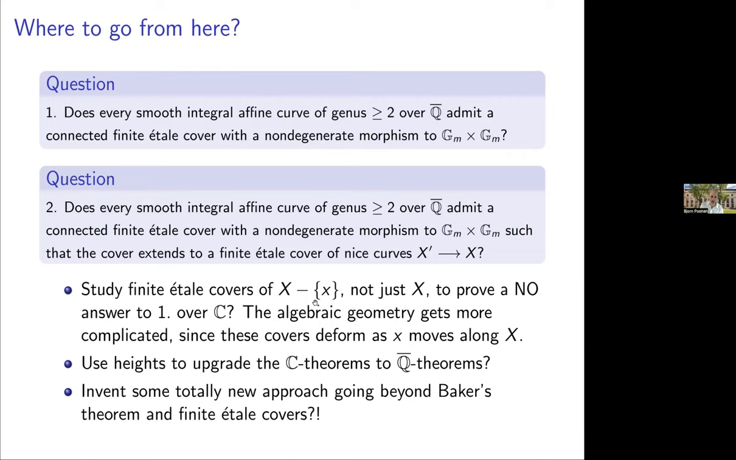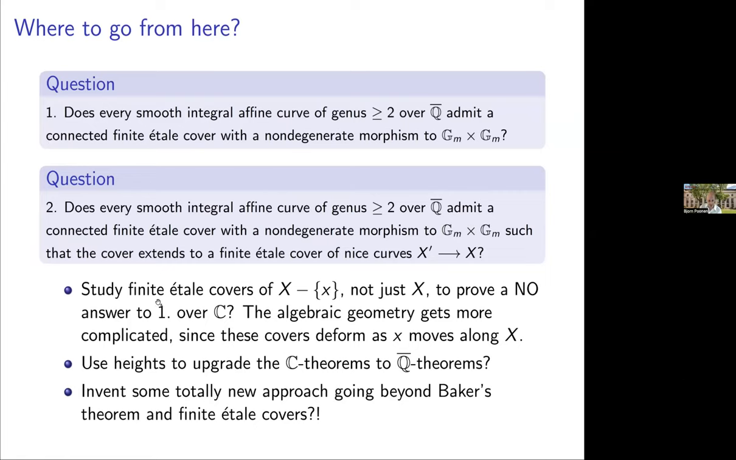By the way, if you're trying to get this, it's enough to study just one puncture, because the problem just gets easier if you put more punctures. So the main cases have a curve punctured in one point. So we'd like to see if we could do some method similar to the way we proved theorem B for question two, but apply it to these finite étale covers.